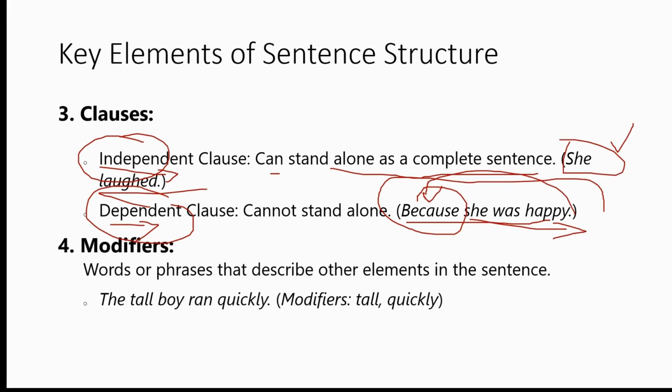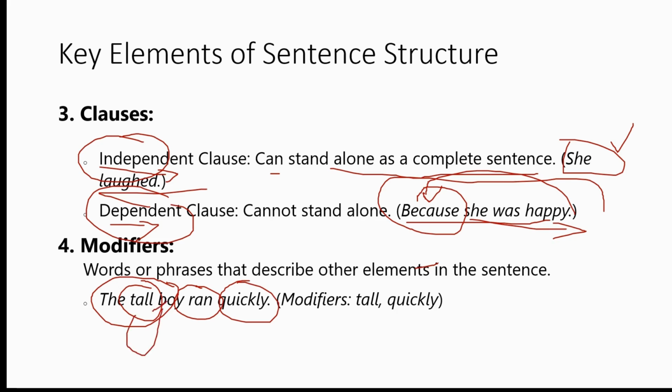When we talk about modifiers, they are the words or phrases that describe other elements in the sentence. For example, "The tall boy ran quickly." Ran is the predicate. Who? The tall boy is the subject. So there are two modifiers: one is tall and one is quickly.